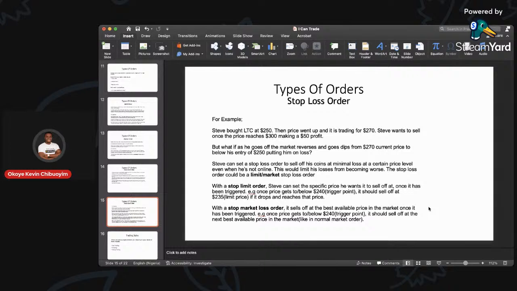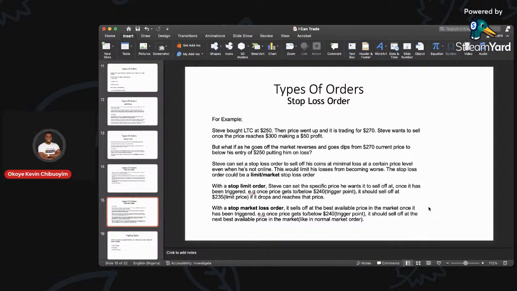He's saying that once this thing gets to 240, it means that he was wrong. He should not have bought this coin. But it doesn't mean he's going to sell at 240. You understand? That 240 is like his trigger point. He's telling the exchange, please get ready to sell for me. If this thing keeps falling again from 240 and still goes down, down, down, sell. Do you understand? So once price gets to 240, which is his trigger point, it should sell off at 235 if it drops and reaches that price.